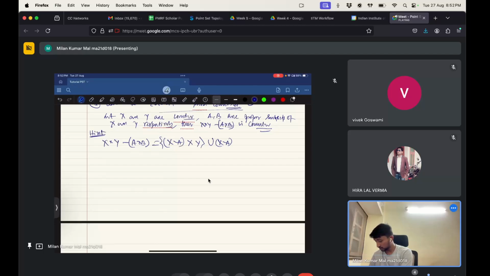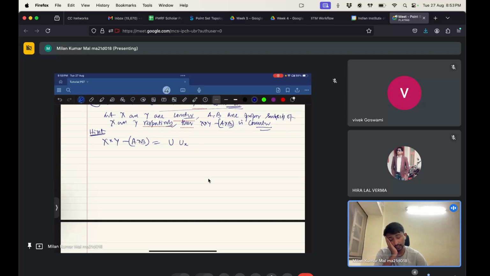I want to do this fast. If X is connected, then X cross Y with the product topology is path connected. Okay, just a minute. No, I think then I have to write this here. This will be a union of two types of union. The first union is U, an open set in X, cross. Just a minute.